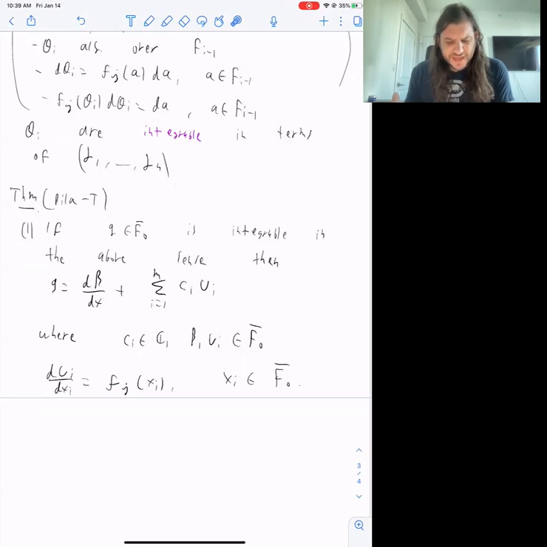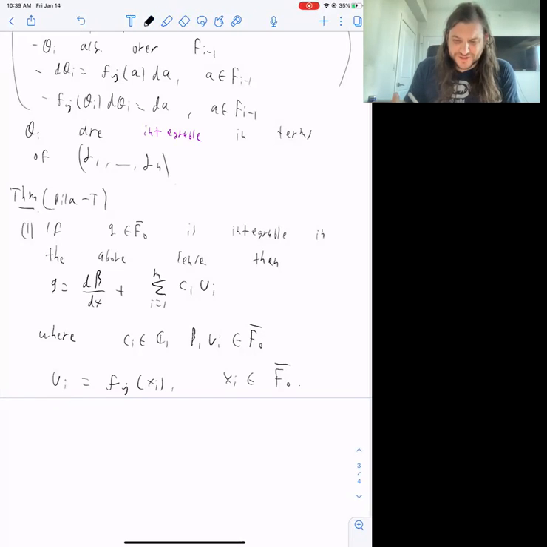Sorry, I think I made a typo here. I apologize for this. So this should be saying that ui is the derivative of the alpha j of some xi. So what would it be saying? It'd be saying that what I should have here is fj of the xi times dxi by dx. So I apologize for what's written here. Let me correct that.